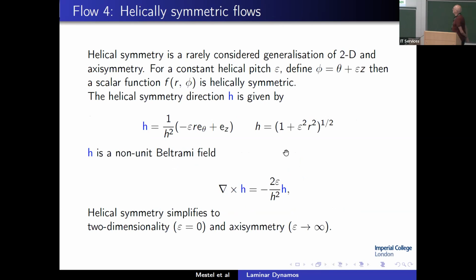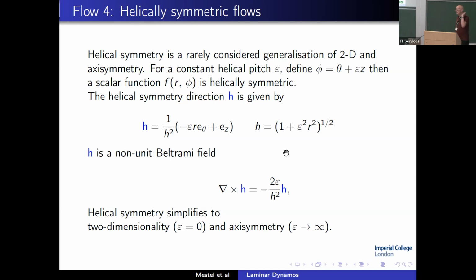So last thing I want to mention, some work I did a while ago on helically symmetric flows. Helical symmetry is a sort of generalization of axis symmetry and two-dimensionality. Instead of being just a function of theta or a function of z, if you introduce a constant parameter epsilon and look for functions of theta plus epsilon z, so you look for things which are constant on helices of a particular pitch, the governing equations are invariant to that symmetry, and so you can seek helically symmetric solutions.